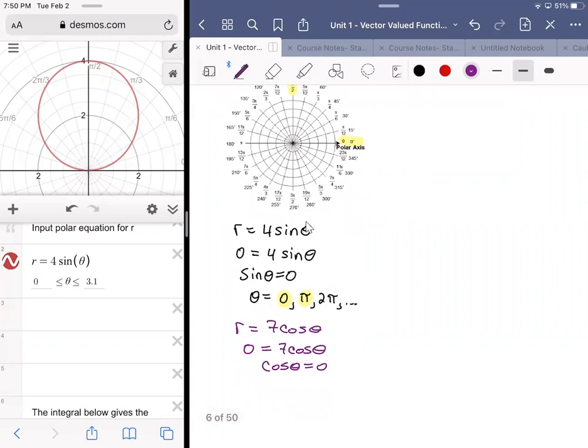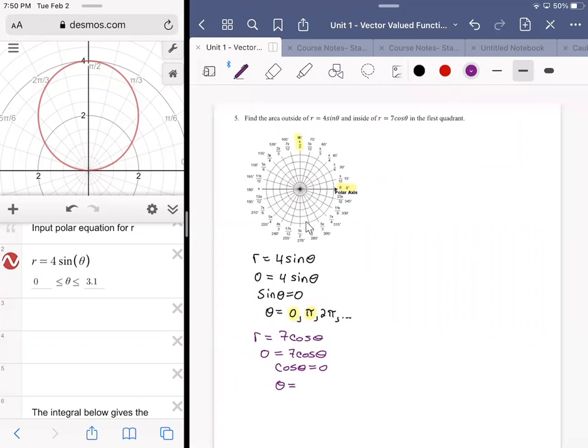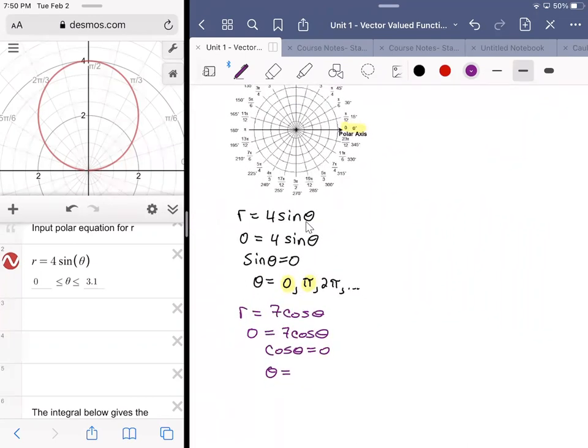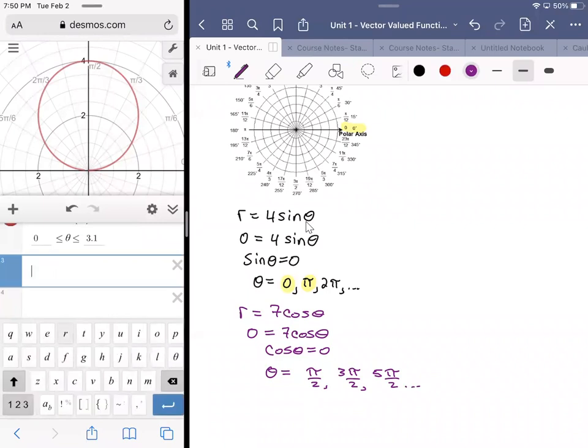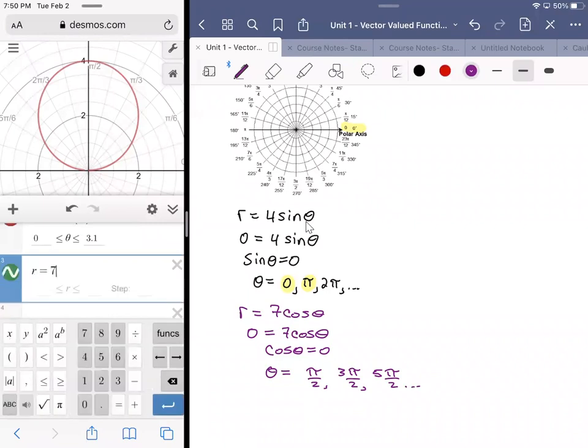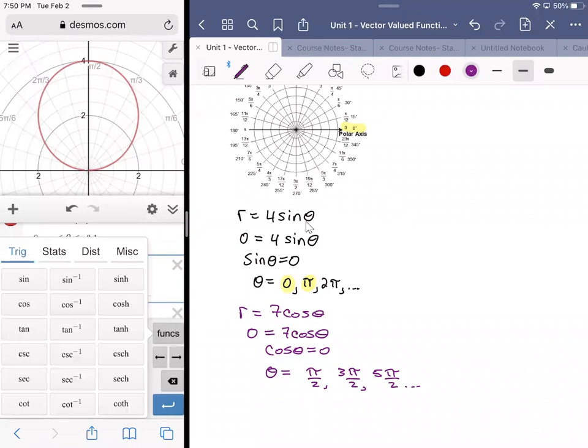That happens, the very first instance around the unit circle in which that happens would be pi over 2, all right? I mean, we could say negative pi over 2. They didn't give us a domain here. So I would say pi over 2, 3 pi over 2, 5 pi over 2, and so on. Well, let me take a look at the graph, r equals 7. This time, cosine of theta.